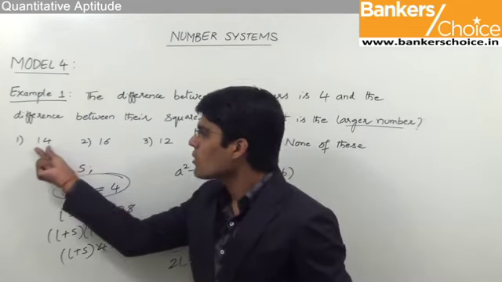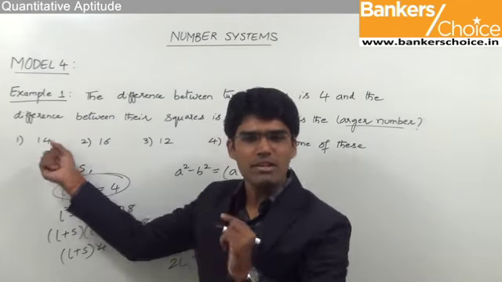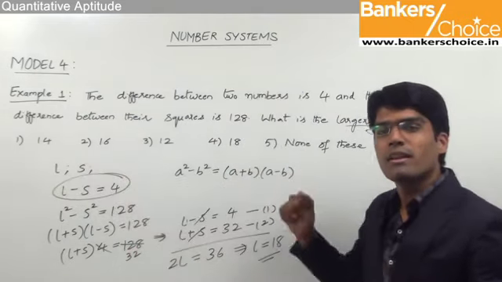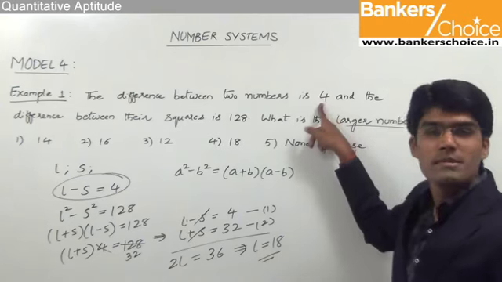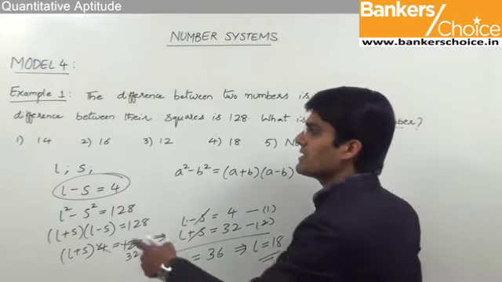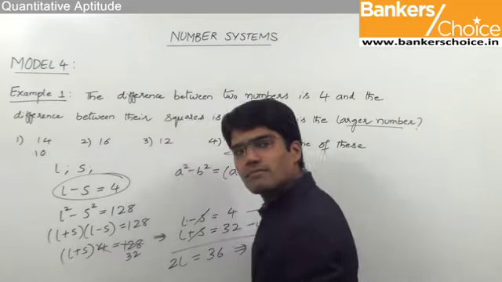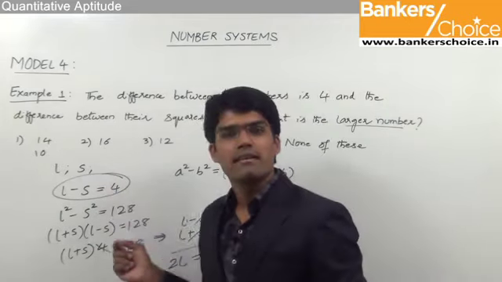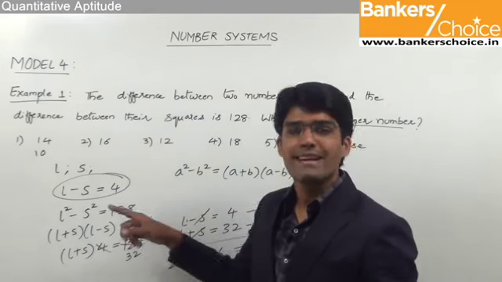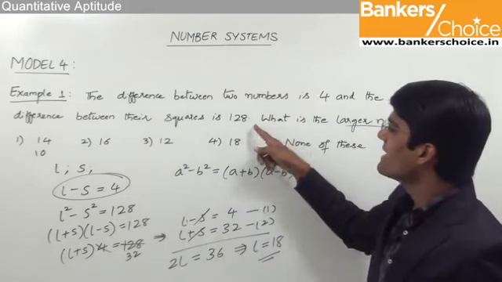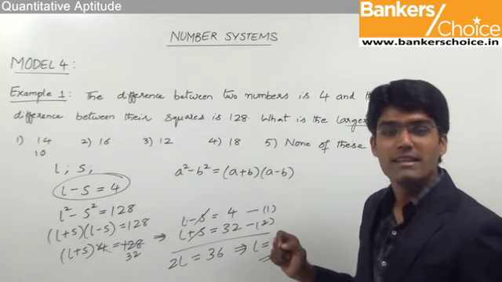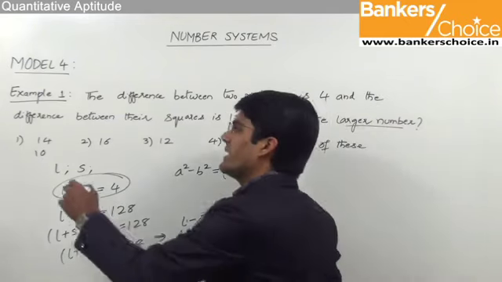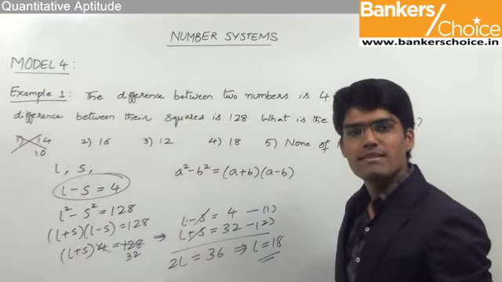If we take option number 1 to be correct, that means the larger number is 14. If the larger number is 14, it is very clear that the smaller number has to be 10. Why? Because the difference between these two is 4. So if larger is 14, smaller will be 10. We know that 14 squared is 196 and 10 squared is 100. 196 minus 100 is 96. But the question says the difference between their squares is 128. That means this option does not satisfy the given condition, so it can be ruled out. Option number 1 cannot be the answer.